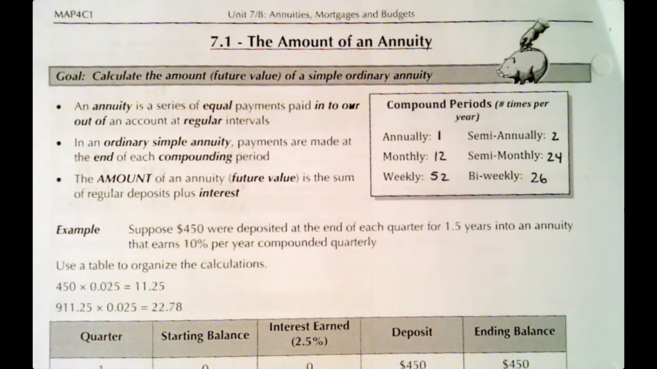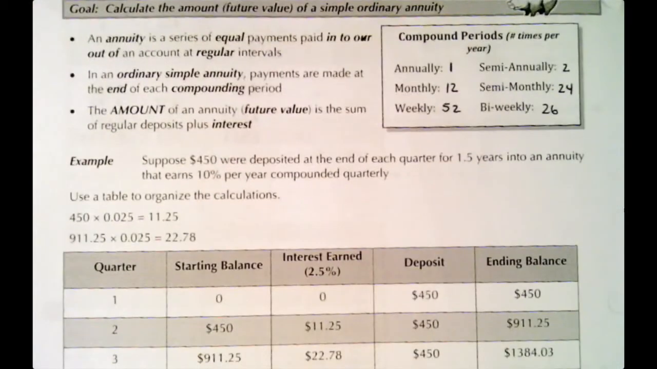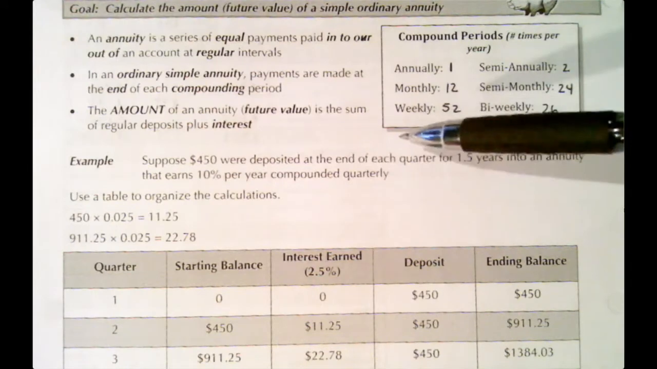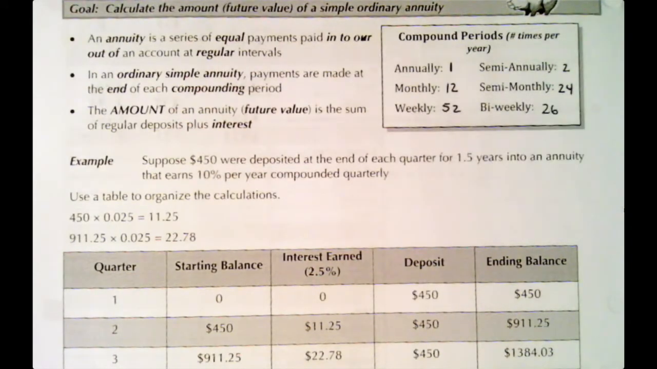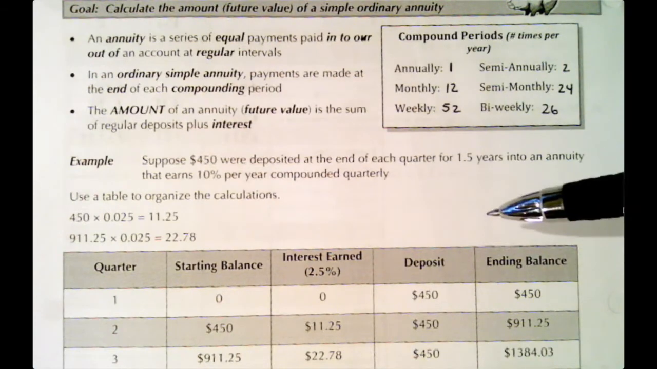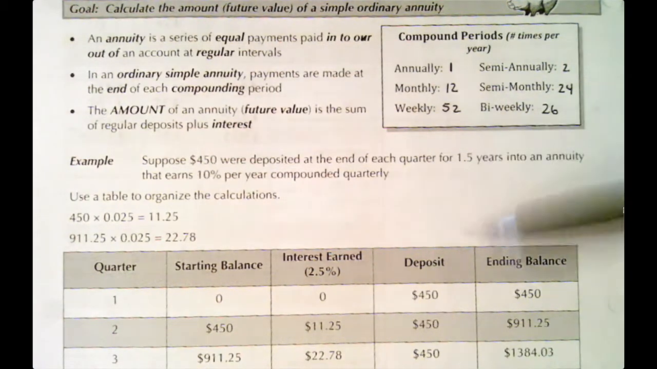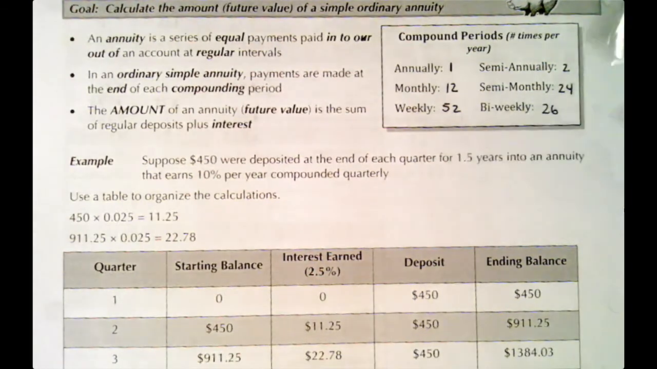All right, so let's look at an example of an annuity. Suppose $450 were deposited at the end of every quarter, that's every 3 months, for a year and a half, into an annuity that earns 10% per year compounded quarterly. So every year you're getting an extra 10%. Since it's compounded quarterly, you're getting a quarter of that 10% every quarter, which is a little confusing. When we use the big equation, which is a shortcut to filling in this table, I'll show you how to work out that interest rate. But for now, let's just complete the table, and I'll show you how an annuity works.